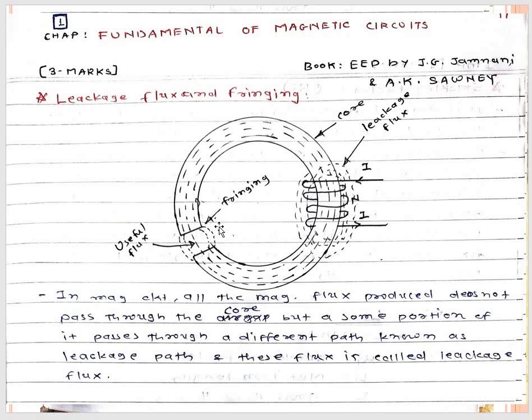We know the equation of magnetic flux density is given by B is equal to phi by A, where phi is the flux and A is the area. As the value of area increases, the magnetic flux density B will reduce. So the fringing effect will mainly affect the magnetic flux density B. Due to the fringing effect, magnetic flux density B will reduce.